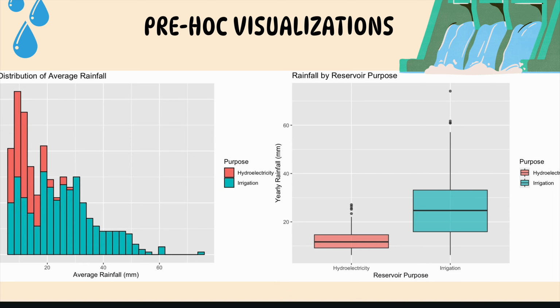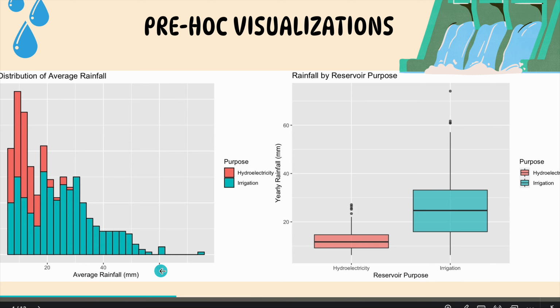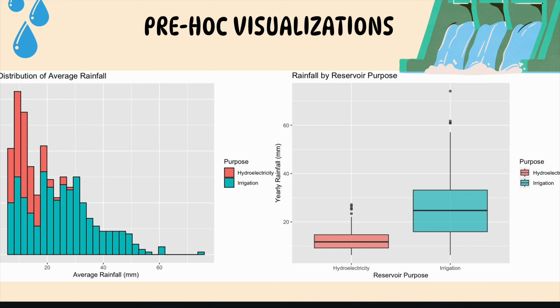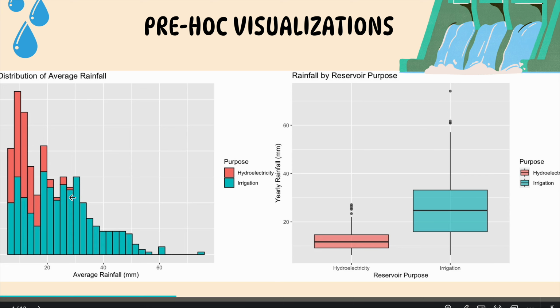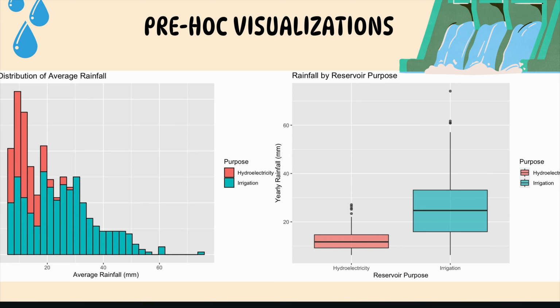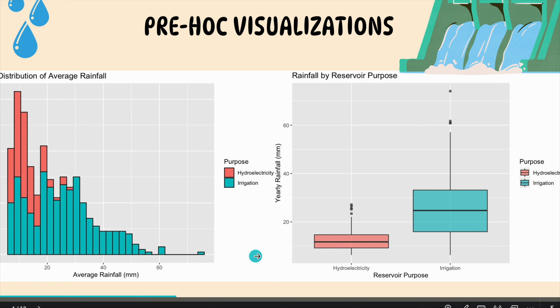So the pre-hoc visualizations, on the left here we have my distribution of rainfall, and as you can see, my sample sizes between hydroelectricity and irrigation are uneven. So that is already one limitation to my study. But furthermore, here's the distribution of rainfall, and it's not very even. It is pretty left skewed. We have more rainfall in the lower amounts, but that just could be because of the country's general rainfall levels.